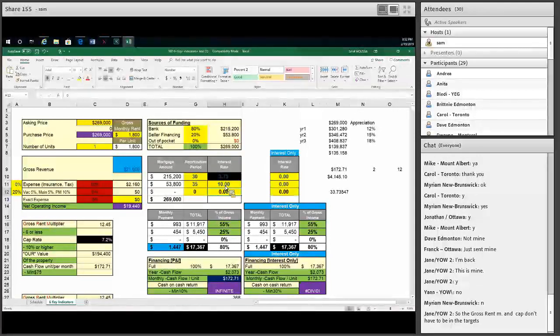So the gross rent and cap rate don't have to be in the targets. Yeah, that's right, Jane. Obviously when the cap rate is 10, that's going to produce a great return, great cash flow. As they go lower, we're going to have to be more creative on the sources of funding, interest rates, how we structure it, and that's okay. That's what we want to become experts on, to take mediocre properties and make them great. That's the advantage of what we do.